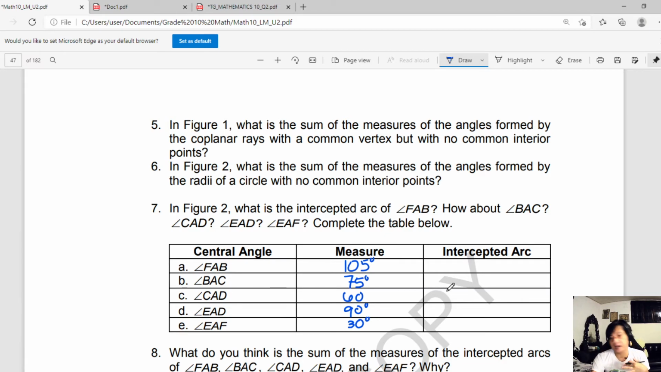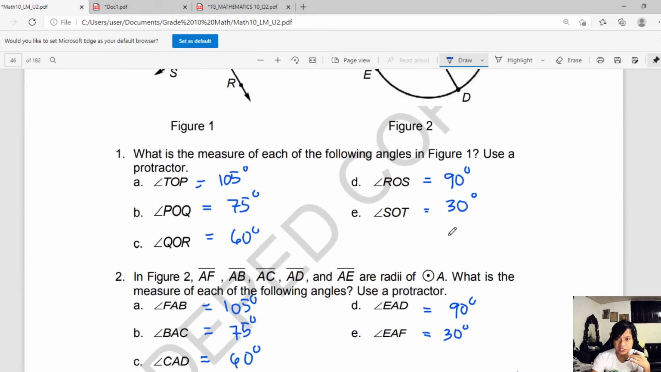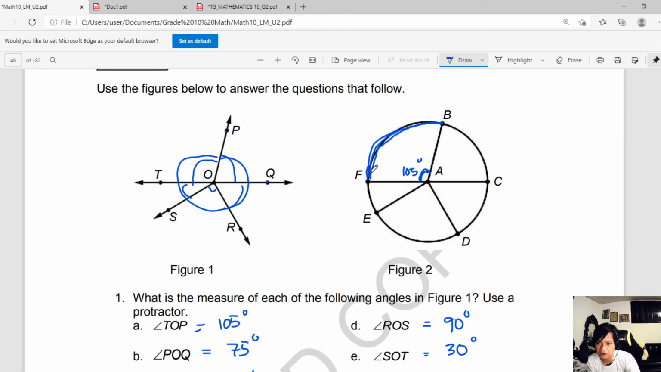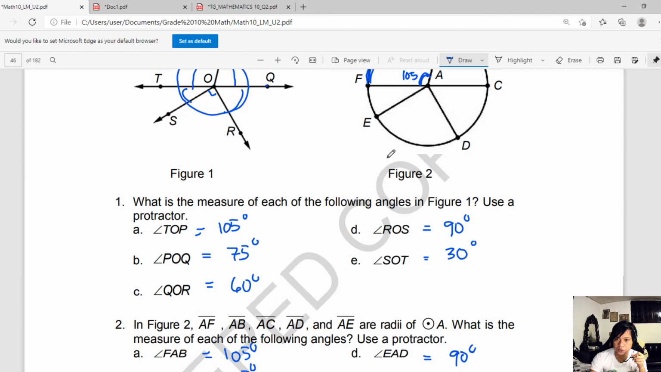So, intercepted arc. Ano ba ibig sabihin ng intercepted arc? When we say intercepted arc, halimbawa itong FAB. This is angle FAB. So, the measure of this one is 105 degrees. Ang intercepted arc na sinasabi is ito. Ito yung arc niya. Kung saan nag-intercept yung angle, pati yung arc. So, this is called the intercepted arc of the angle FAB. So, anong measure nito? So, the measure of this one is also 105.